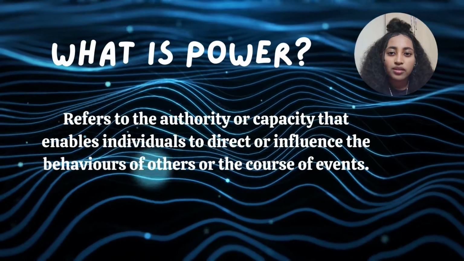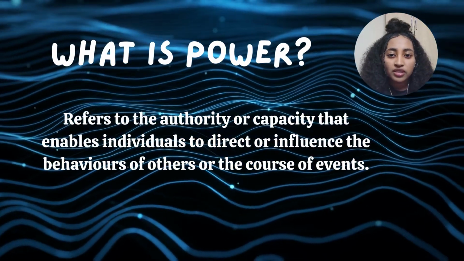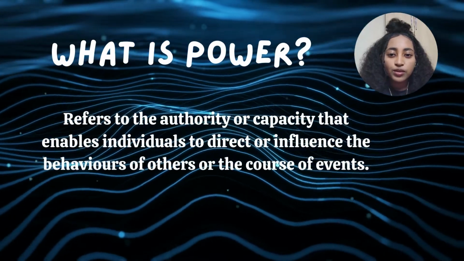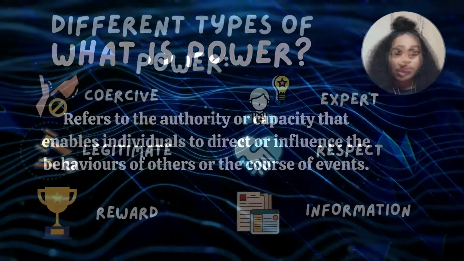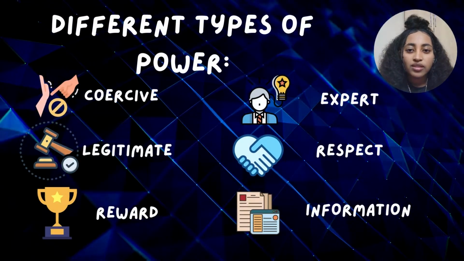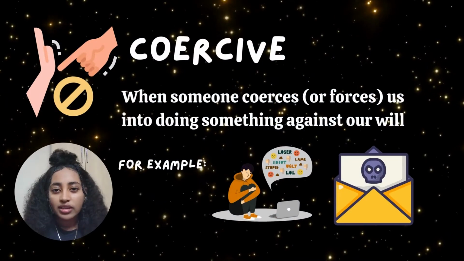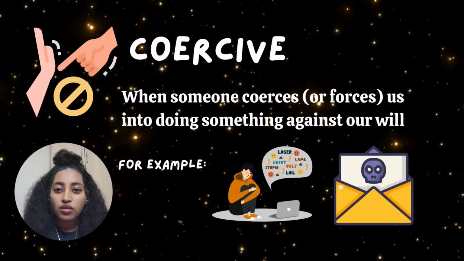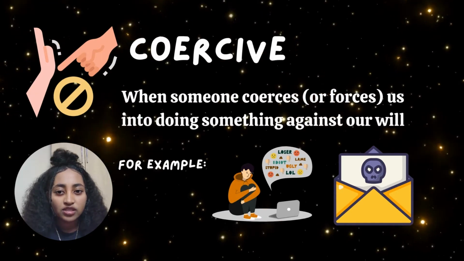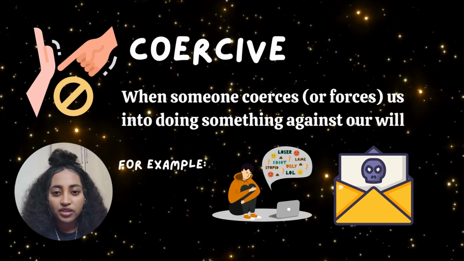What is power? It refers to the authority or capacity that enables an individual to direct or influence the behavior of others or the course of events. Within the topic of power, there are 6 different types we will be looking at. There is coercive power, which is when someone coerces or forces us into doing something against our will. Examples of these could be bullies or blackmailers.